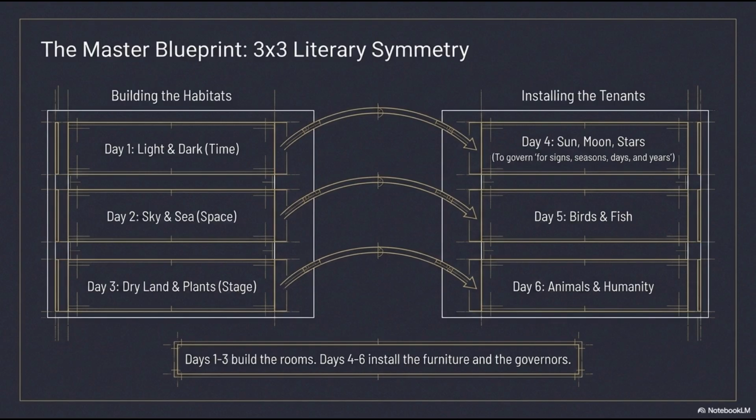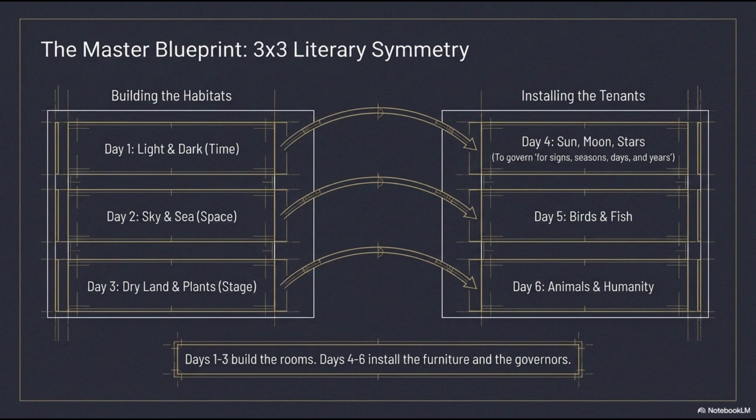It's beautifully designed. On day 1, the architect builds the room of light and dark. On day 4, the architect installs the sun and moon into that exact room to govern it. And you can keep following that literary symmetry. Yeah. On day 2, the room created is the expanse of the sky and the waters below. When we look at day 5, the text places the birds in the sky and the sea creatures in the waters below. Wow, yeah. On day 3, the room is the dry land filled with vegetation. And on day 6, the land animals and humanity move in to inhabit and eat from that very land. The author has crafted a stunning piece of literary architecture.